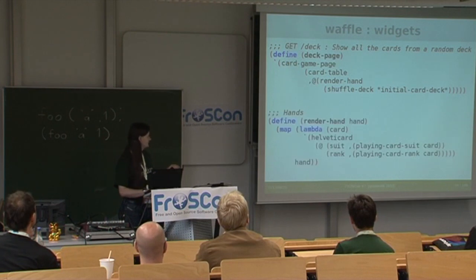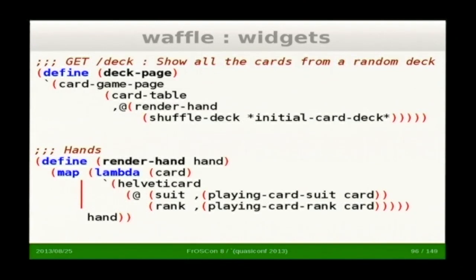So here's the render hand. It just maps over the whole hand that you pass in, which is this shuffled deck, and builds a playing card for each of them. And then you get your page of playing cards. And this one does a random deck every time you refresh the page. It shuffles the deck and puts all 52 cards out on the table.